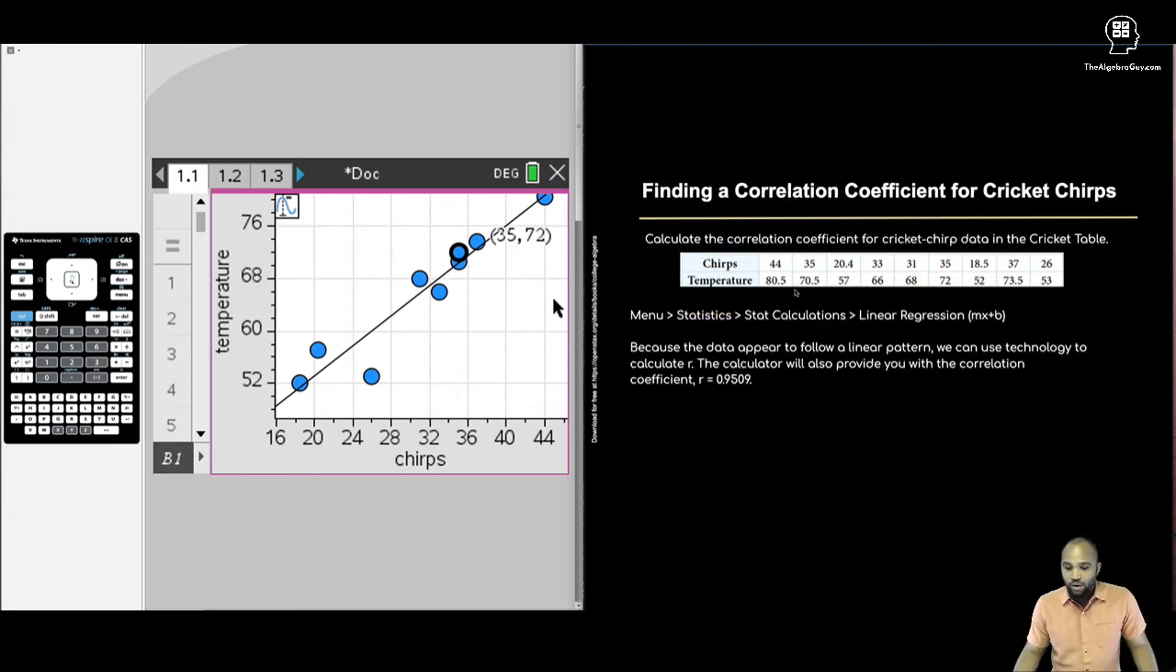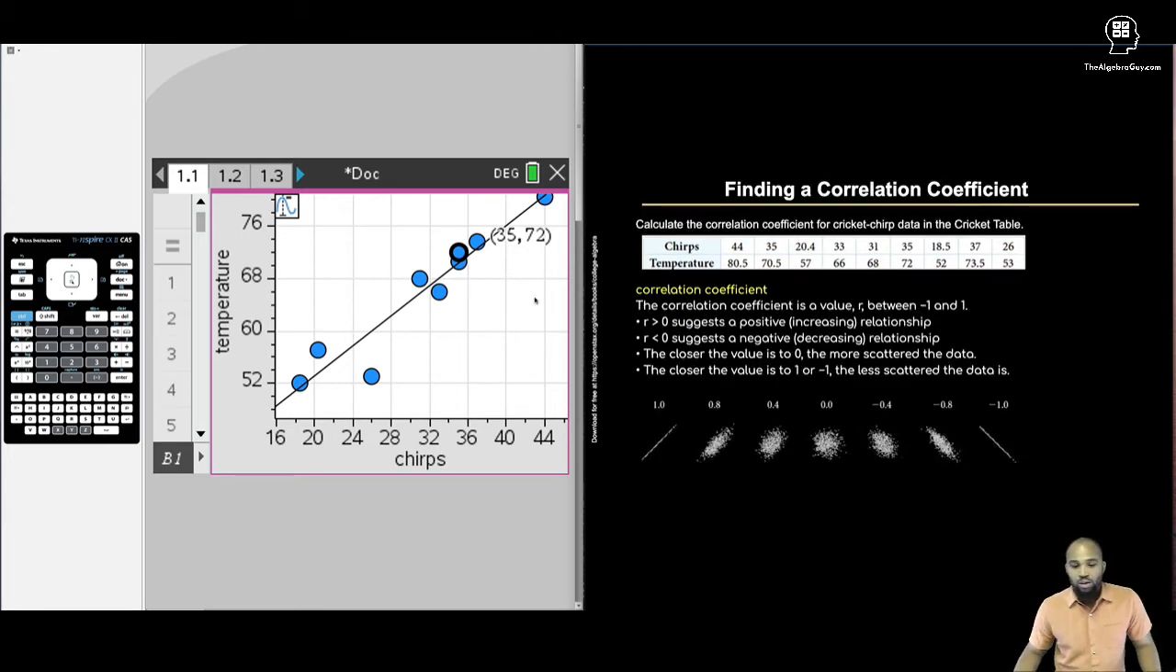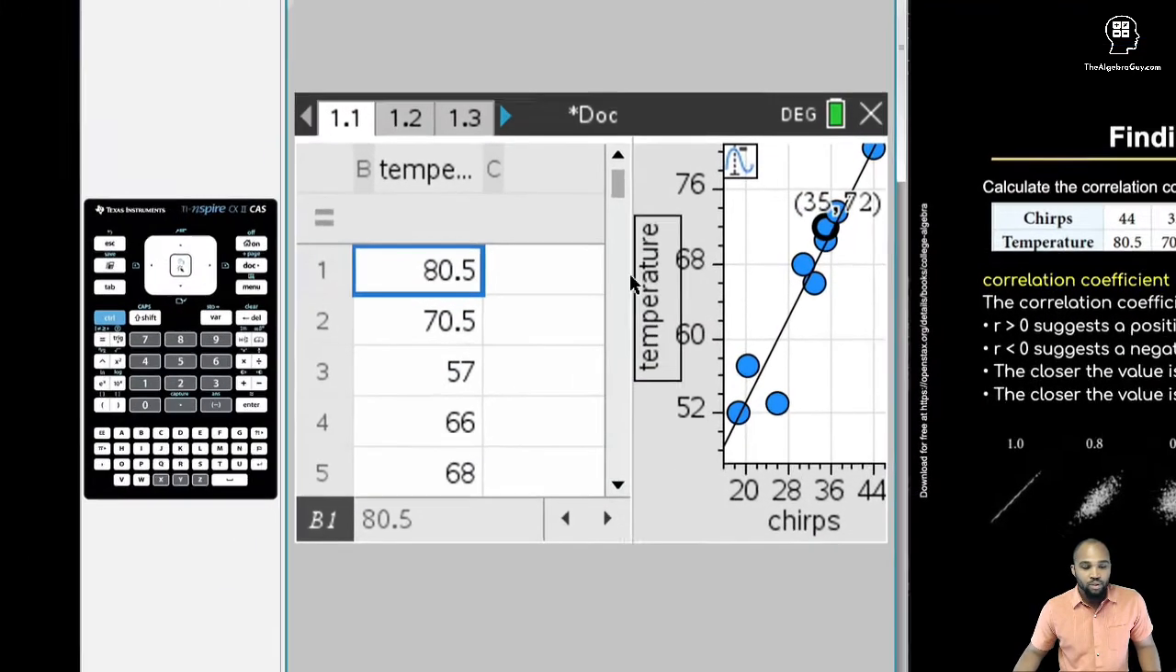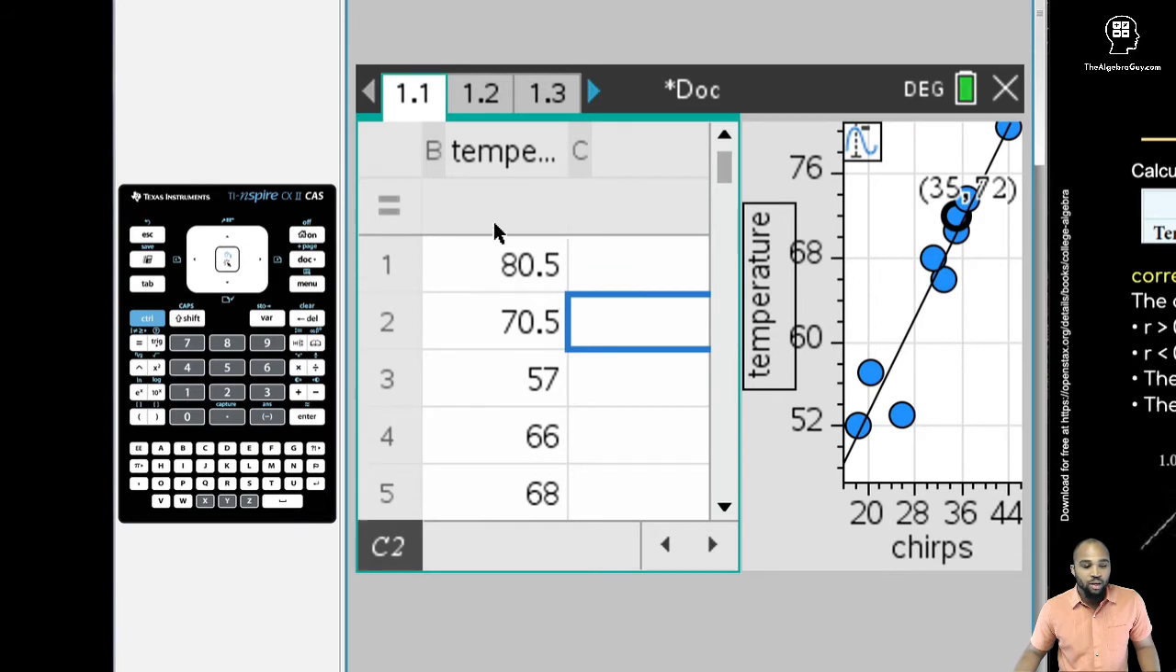So let's see if we can find it here. Actually, I don't want to go there just yet. So how do we find a correlation coefficient? The cool thing is that you already have a lot of the work in front of you if you put this in your calculator already. So what I'm going to do is go back to my calculator screen. I'm going to move this back over here and click back on my table.